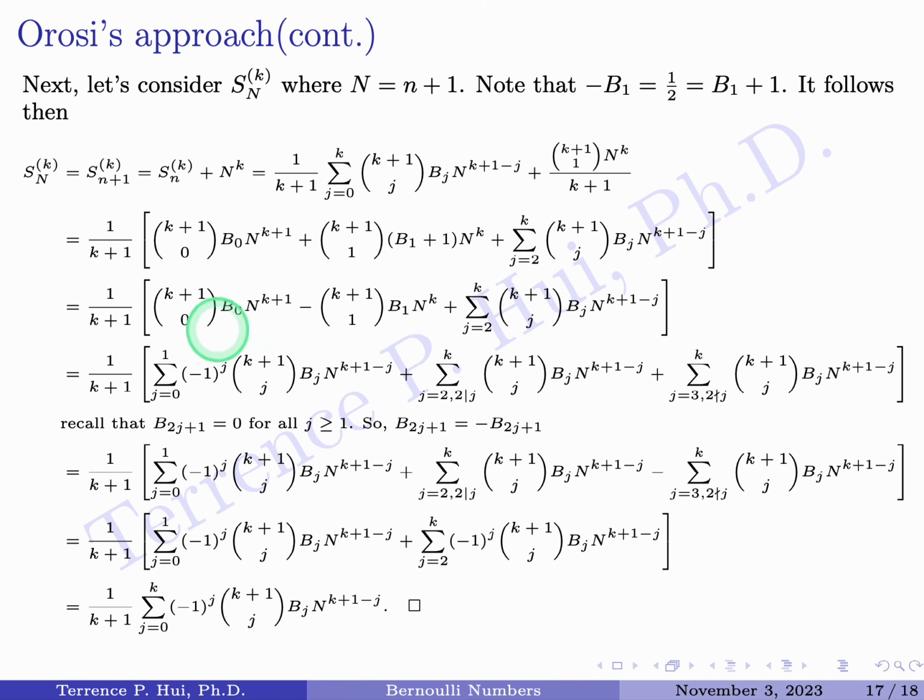So these two combine into this sum. Okay. Now what about the rest? The rest running from j equal to 2 to k. Here's what I'm going to do. I'm going to split out the even and odd indices. All right. So first, let's focus on the even index.